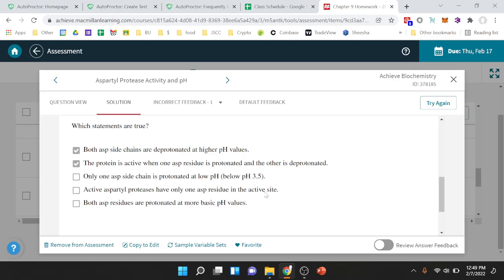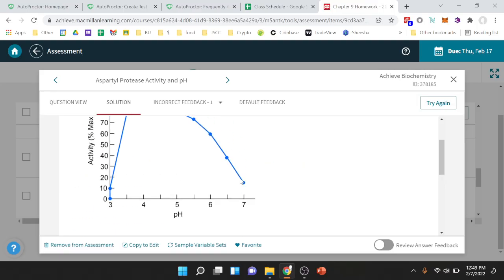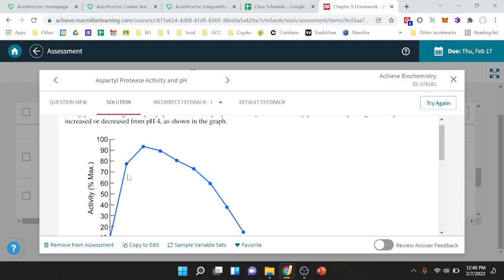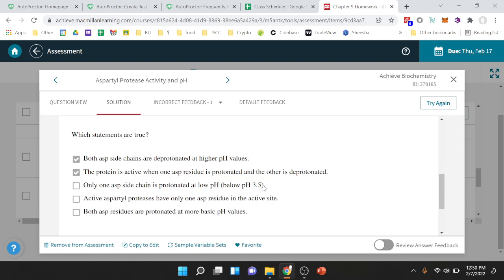Only one ASP side chain is protonated at low pH. So these are actually counterpoints, right? Both cannot be true. So if this one's true, this one cannot be true, right? Well, we see here that the activity drops off beyond 3.5 drastically, right? So that means they have to both be protonated at that point because it's just killing your structure. Kills your activity.